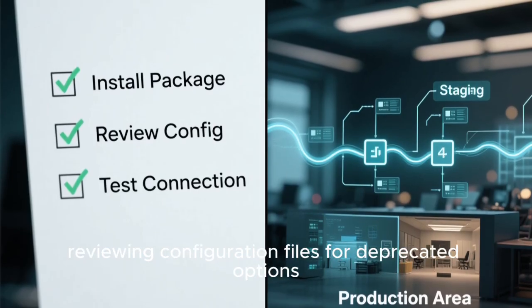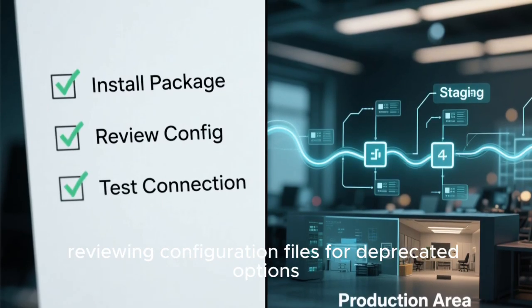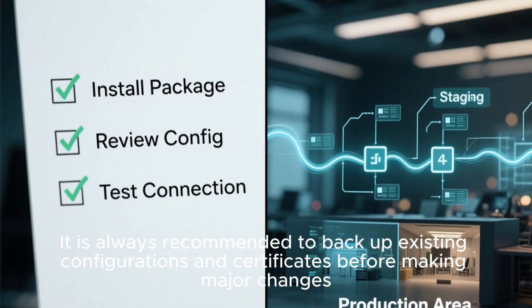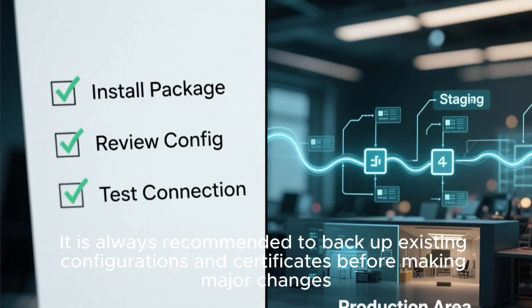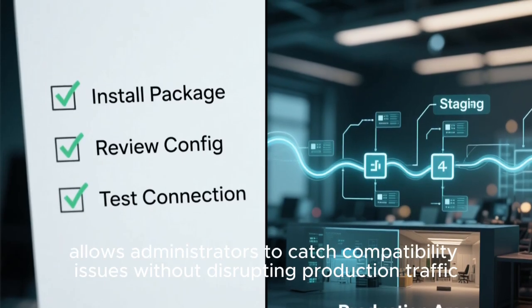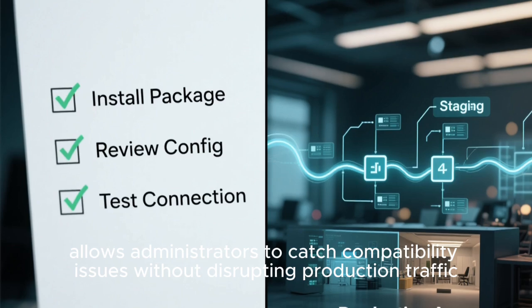In practical terms, upgrading to OpenVPN 2.7 typically involves installing the new package on servers and clients, reviewing configuration files for deprecated options, and testing connections in a controlled environment before full deployment. It is always recommended to back up existing configurations and certificates before making major changes. Testing in a staging environment allows administrators to catch compatibility issues without disrupting production traffic.